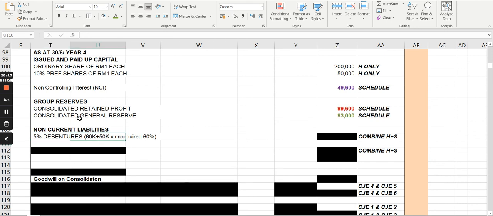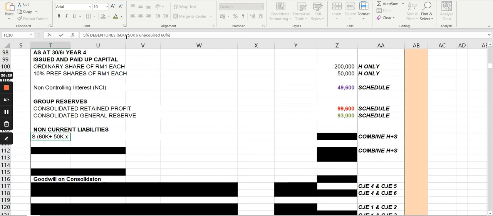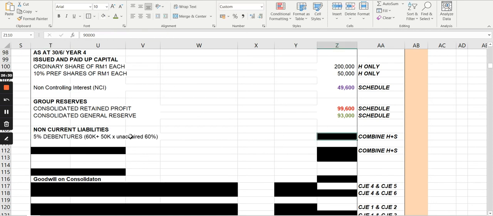The one of the holding from the SOFP was 60. The one of the subsidiary that should be added here is the one that was not acquired by the parent. So remember, you acquire 40%, 60% was unacquired, so that will be added. So 30 plus 60, that will give you 90. So you combine H plus S.